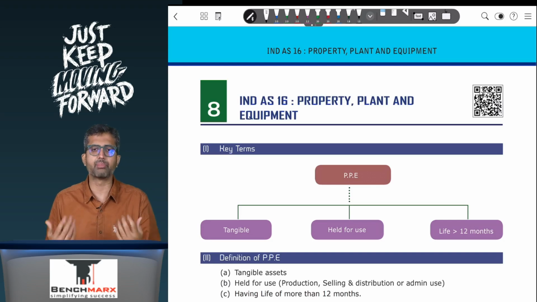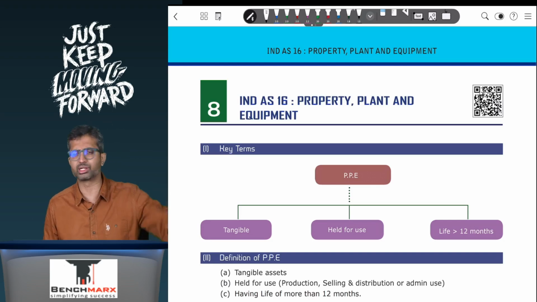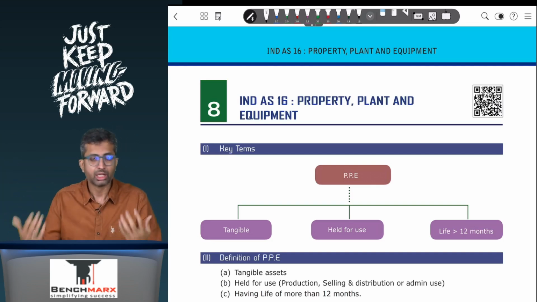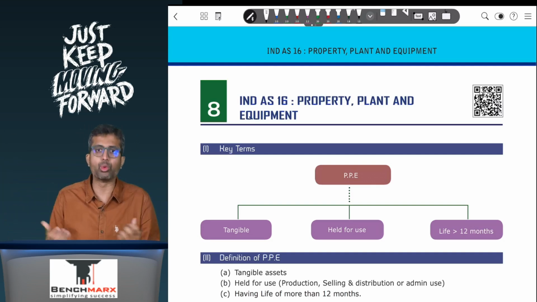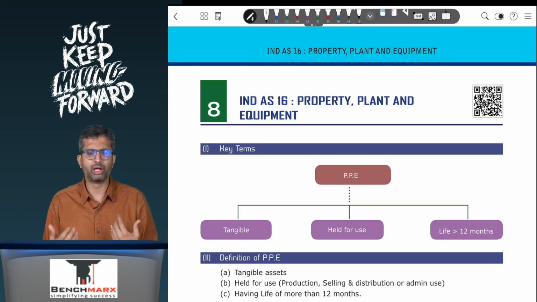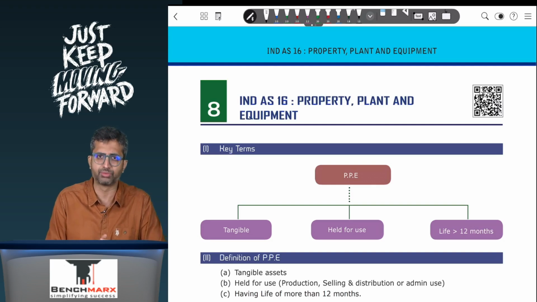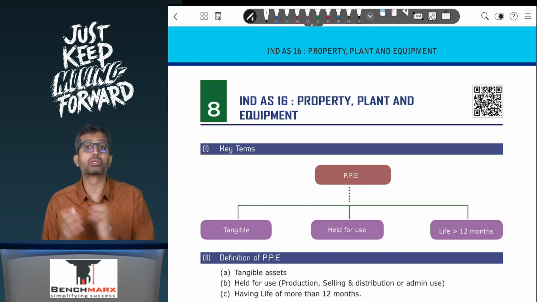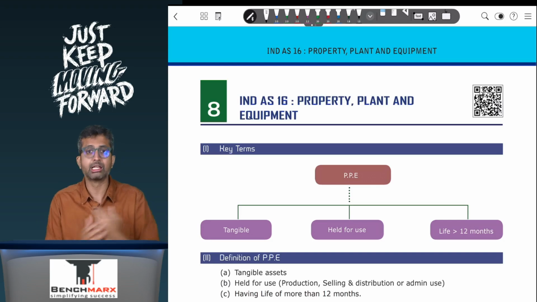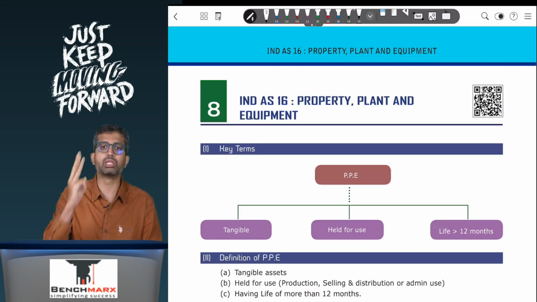Like if I am a coaching institute, the cars that I have, the building that I have, the projectors, cameras, equipments that I have, do I think I'm holding this for the purpose of sale, or do you think I'm holding this for the purpose of use? So we are holding this for the purpose of use in the ordinary course of business. So when I look at PPE, there are three main characteristics.